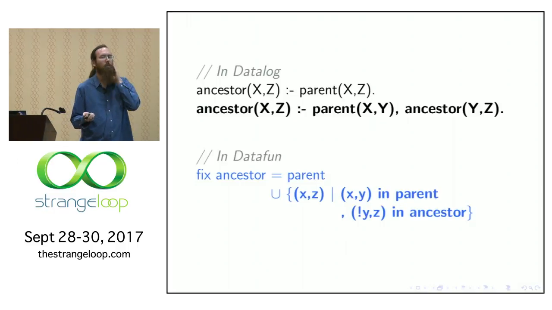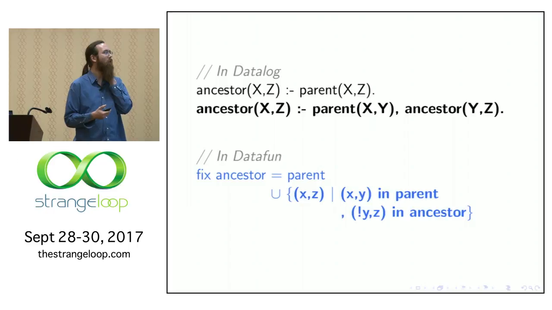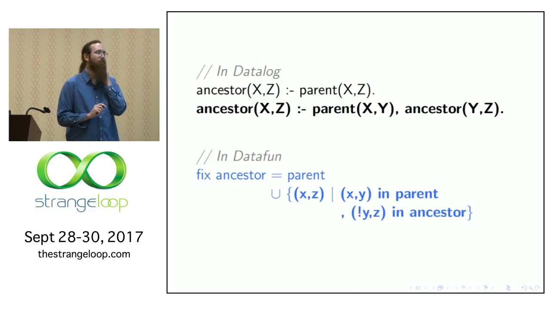The second part is the interesting one. It's the one where we need to bust out the set comprehensions. And it's looking for a pair x, y in parent, and a pair y, z in ancestor, where those two y's are equal.